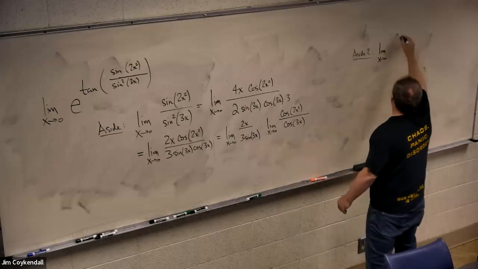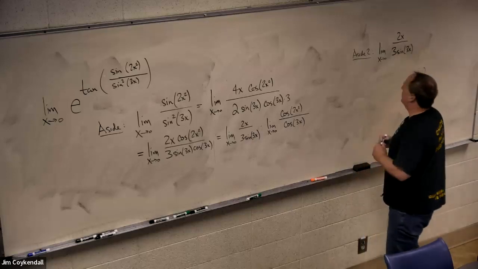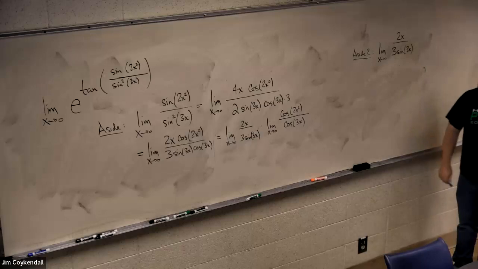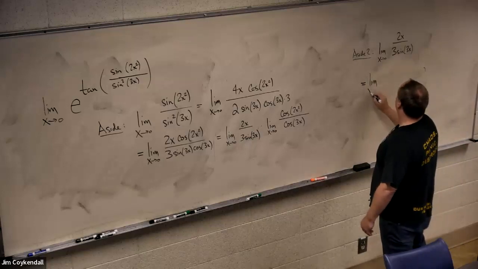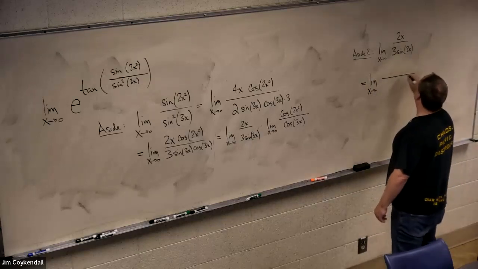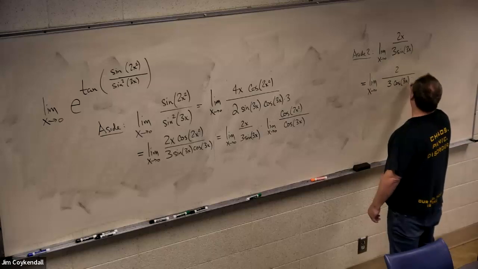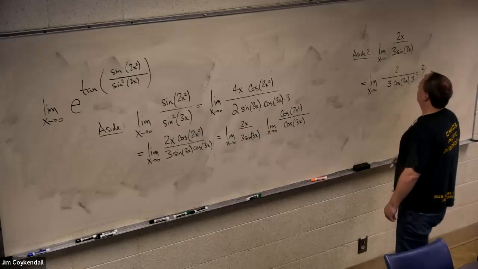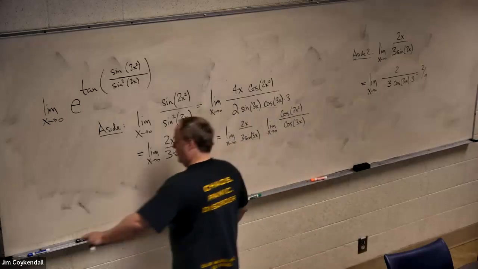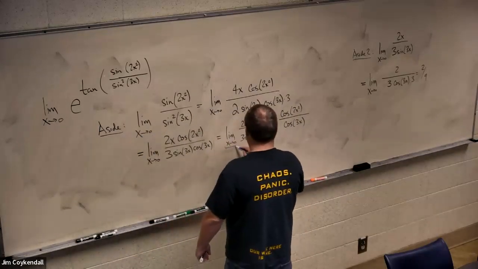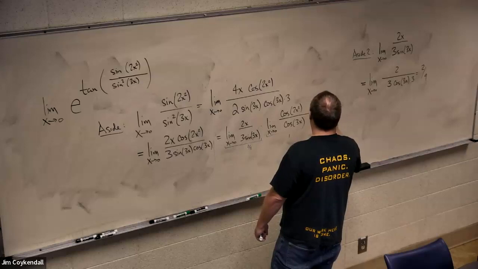What happens to the offender? 2x over 3 sine 3x. 0 over 0. This is then, x goes to 0. The derivative is 2, and then I get 3 cosine. So I can see this. So let's go back here, where we were. This becomes 2 9ths. This was 1. So this is 2 9ths.